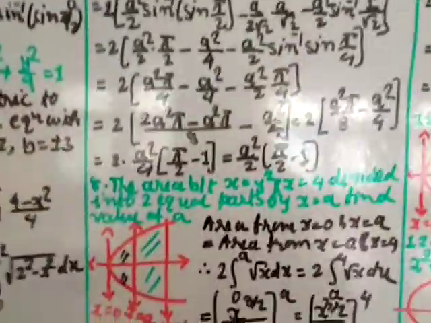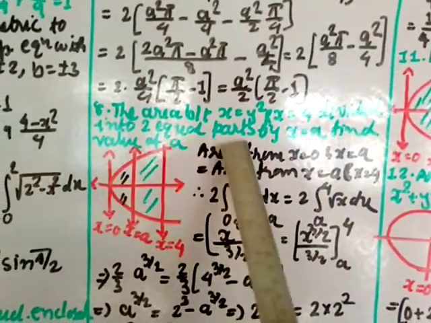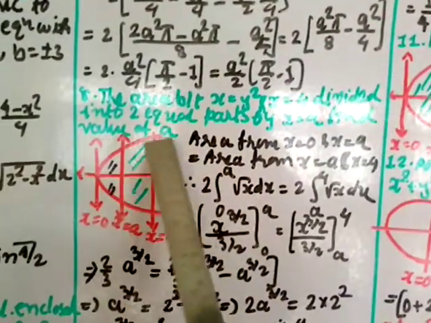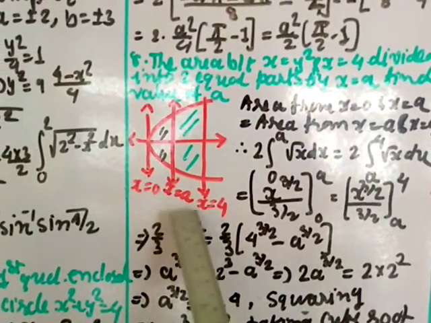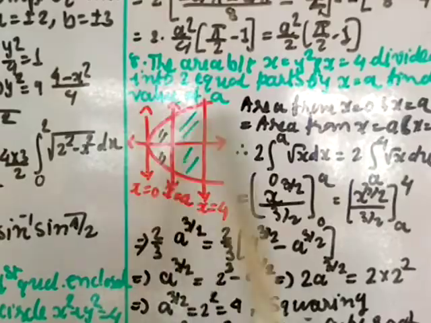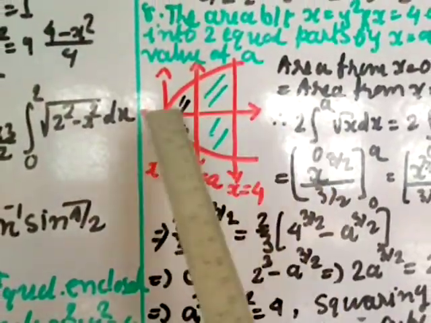Question number 8. The area between x equal to y square and x equal to 4 is divided into 2 equal parts by x equal to a. Find the value of a. So this is a parabola again. This is the line x equal to a which divides these into two equal areas. The figure is not exactly correct. This line should be a little to this side. So these two areas should be equal.